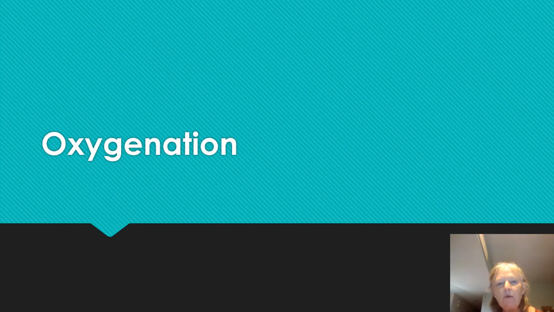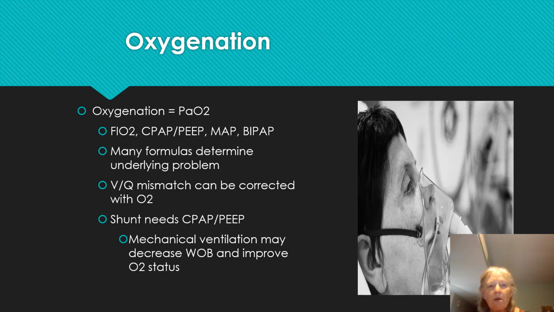Well, welcome back. We're going to talk a little bit about one of our favorite subjects today, which is called oxygenation. One of the things we're going to do is get into some more formulas so that we can determine how well our oxygenation is actually going. So we talk about oxygenation. Remember, it belongs to PaO2. There are several things that we can use to increase it. One is FiO2, CPAP, BiPAP, PEEP, or mean airway pressure.